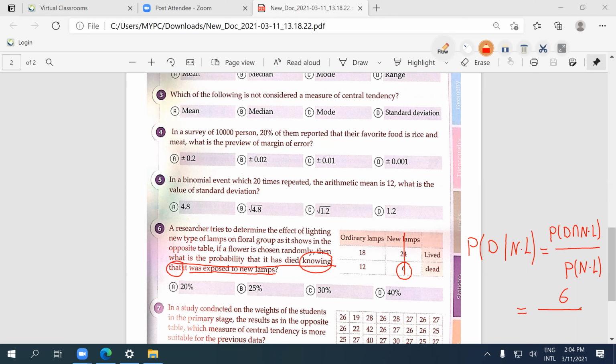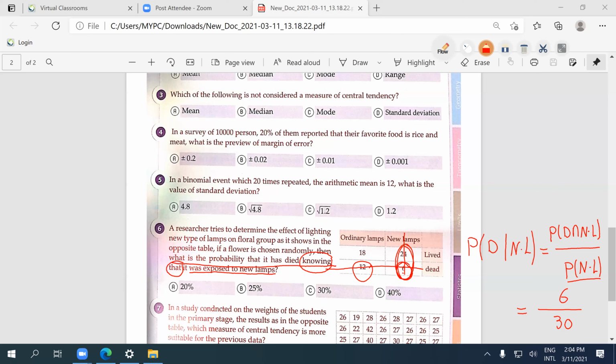The probability of the dead is what? You must add. This is dead and this is dead. So you have here 6 and here 12, 6 and here 12. So for the new lamp, it means 30. Down we have new lamp, it means 24 plus 6, 24 plus 6 equal to 30.